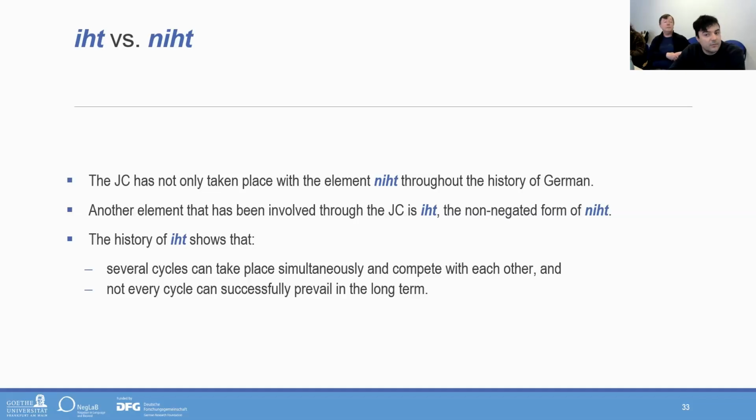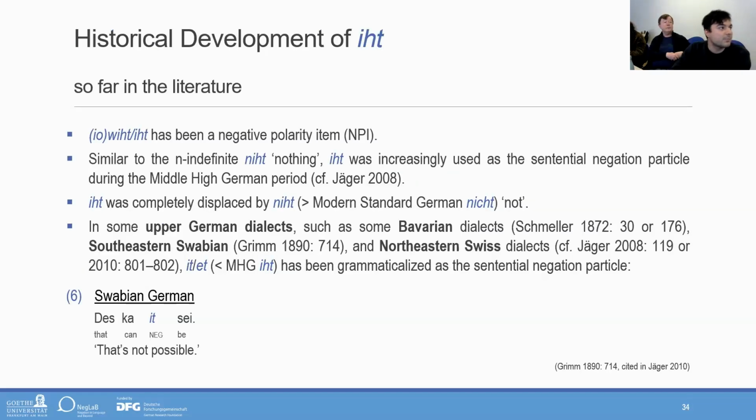And the history of ich shows that several cycles can take place simultaneously and compete with each other in a language. And the second thing it shows is that not every cycle can successfully prevail in the long term. So some of them may just disappear. And something about the historical development of ich itself.